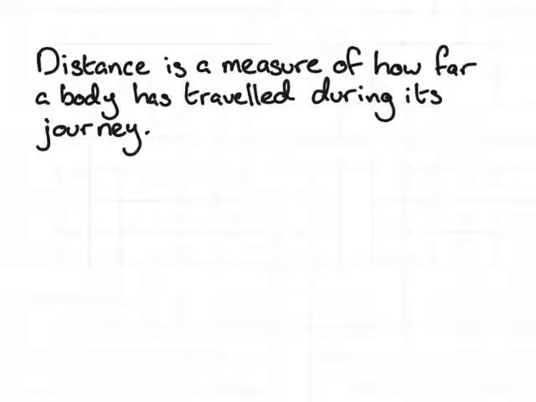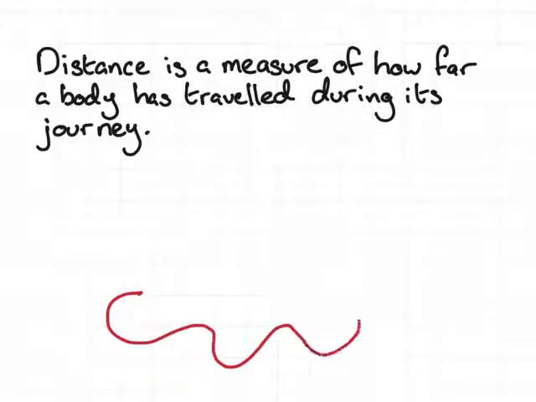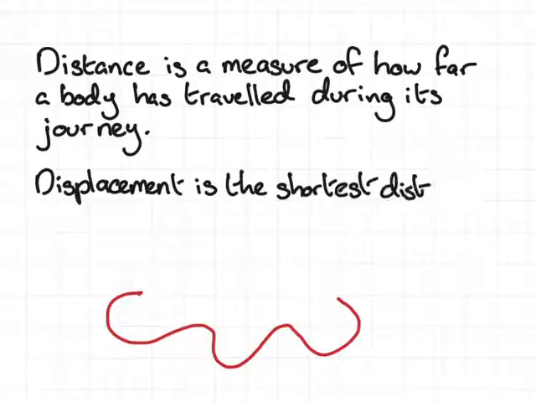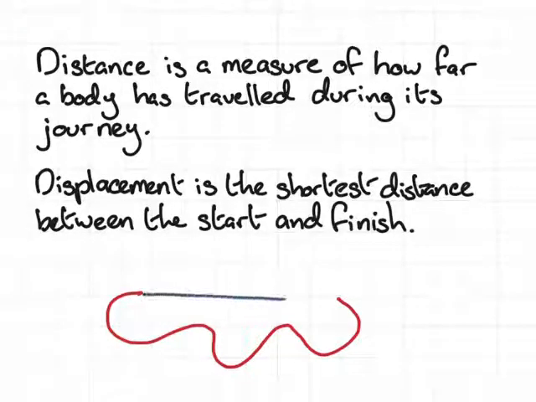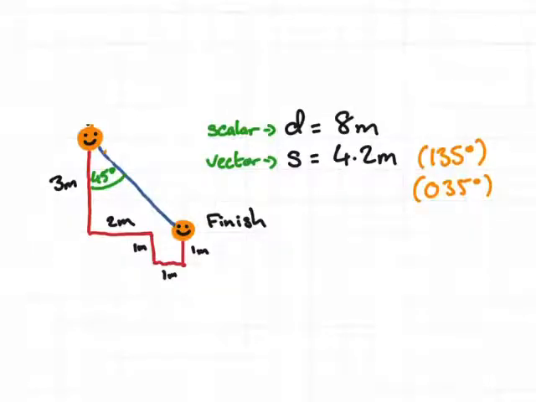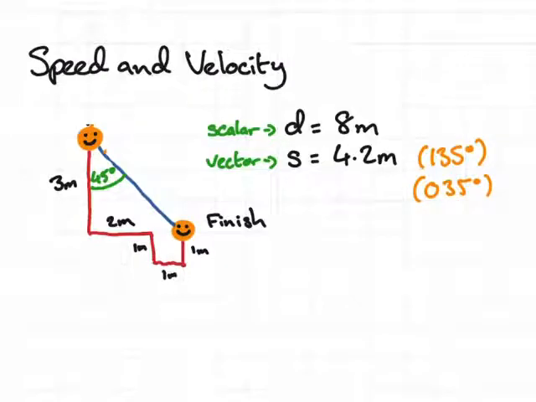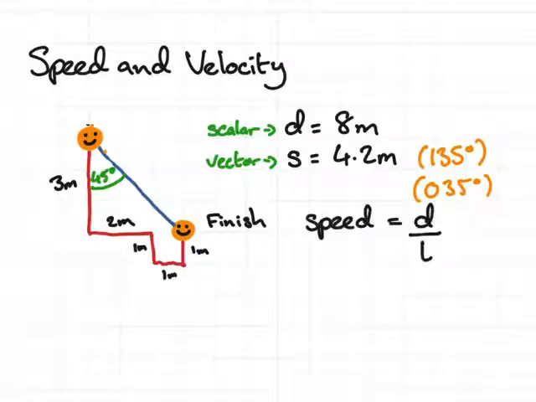And just to recap here, distance is a measure of how far a body has travelled during its journey, and displacement is the shortest distance between the start and finish. Now let's take a look at speed and velocity. Speed deals with the rate of change of distance and therefore is a scalar quantity.